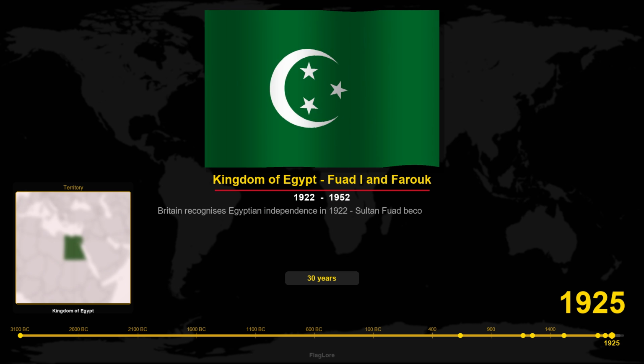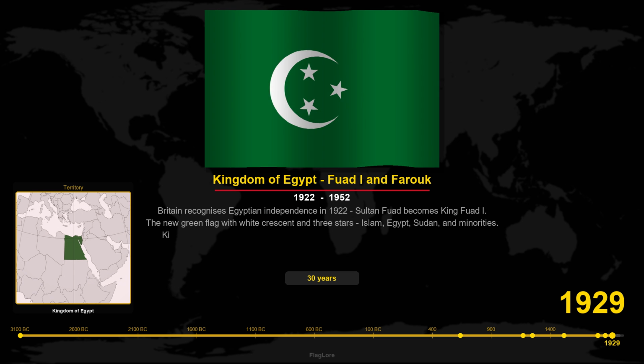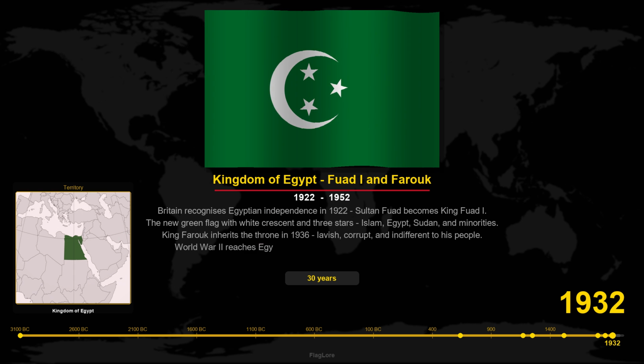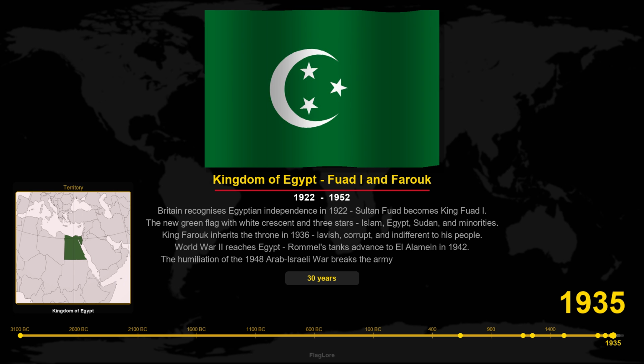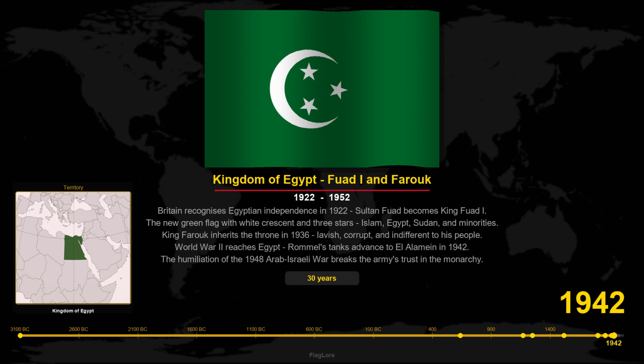Britain recognized Egypt's independence in 1922. The new kingdom adopted a green flag symbolizing Islam and the Nile. This era saw the turbulent reigns of King Fuad and King Farouk, the battles of World War II, and growing unrest.